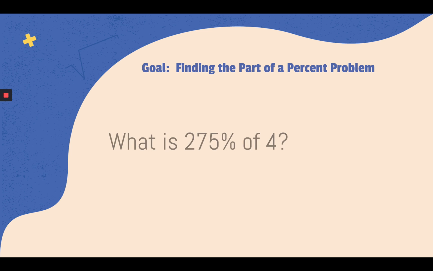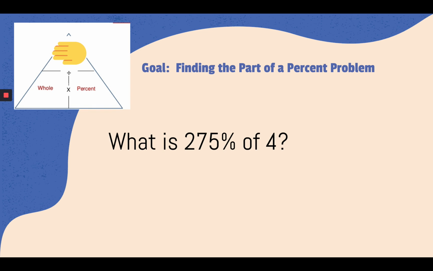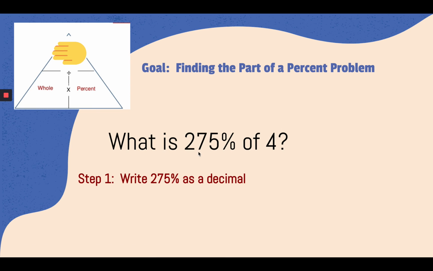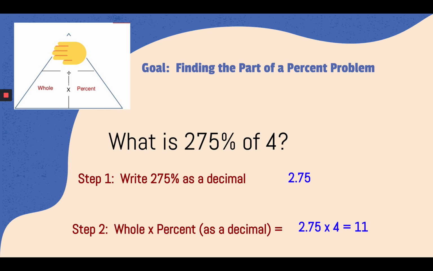2 more. What is 275% of 4? Cover up what I'm looking for. Write 275% as a decimal. I want you to think about this for a sec. 1, 2, that's 2.75. And then hopefully by now you get the pattern. Whole times percent. So 2.75 times 4 is 11.